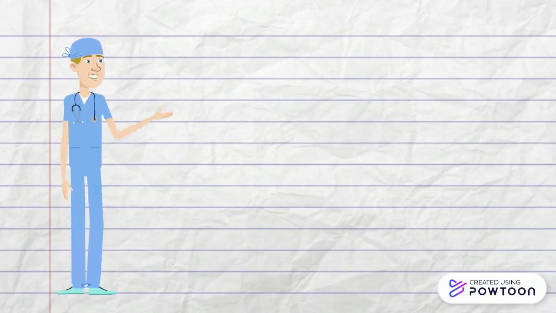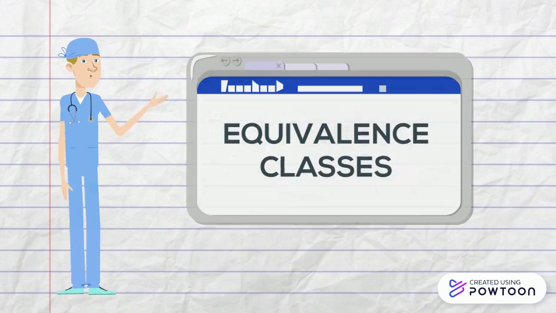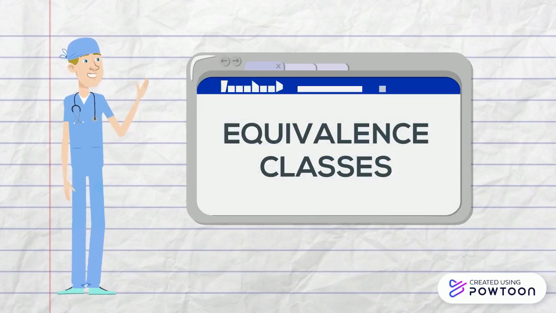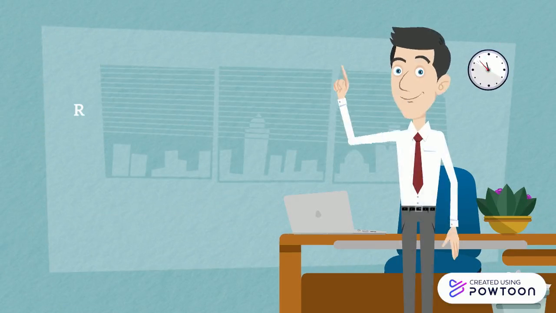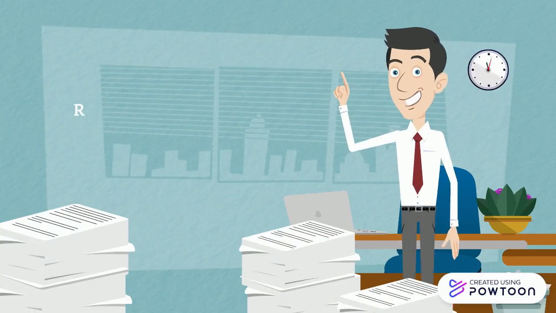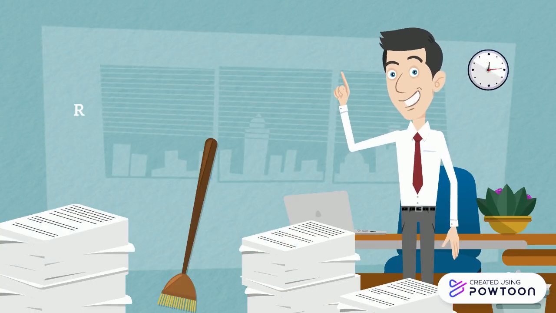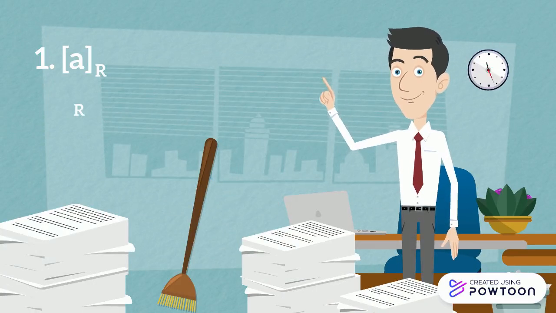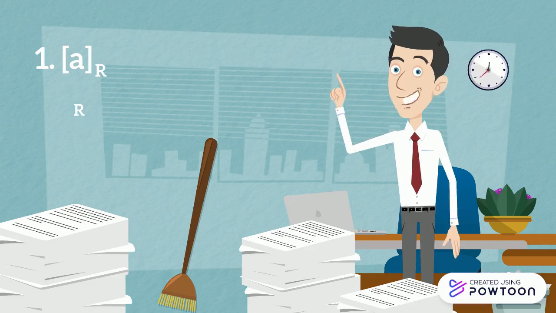Equivalence classes will be another important component in equivalence relation. The set of all elements that are related to an element of A is called the equivalence class of the particular element, given R is an equivalence relation on set A. The equivalence class of A with respect to R is denoted by bracket A subscript R, which is shown as the first. In other words, if R is an equivalence relation on set A, the equivalence class of the element A is shown as the second one.